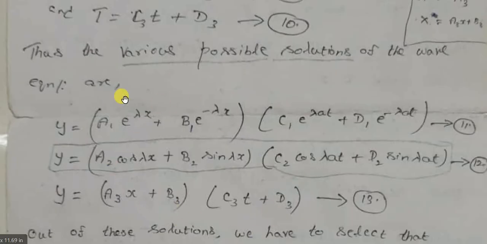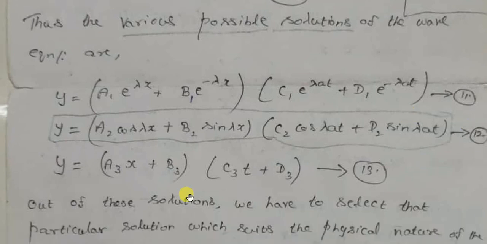This is an important 4-mark problem. List the various possible solutions of wave equation, which is y = (A1 e^(λx) + B1 e^(-λx)) (C1 e^(λat) + D1 e^(-λat)). This is for the first case. Second case, (A2 cos λx + B2 sin λx), this is function of x, into (C2 cos λat + D2 sin λat), this is function of t. Another case, you will get this solution, y = (A3 x + B3)(C3 t + D3), so function of x into function of t.